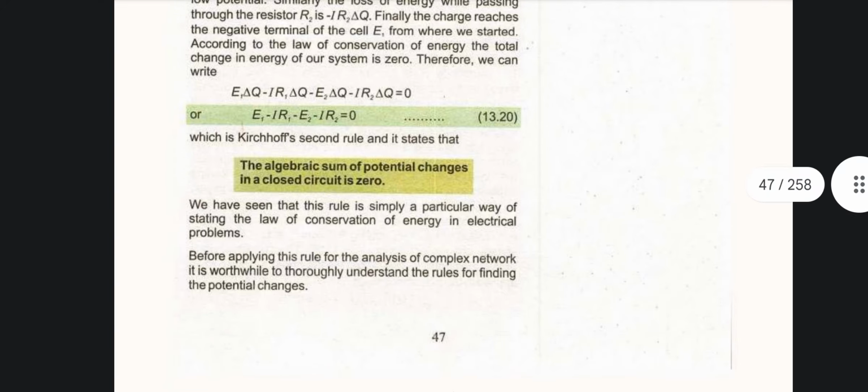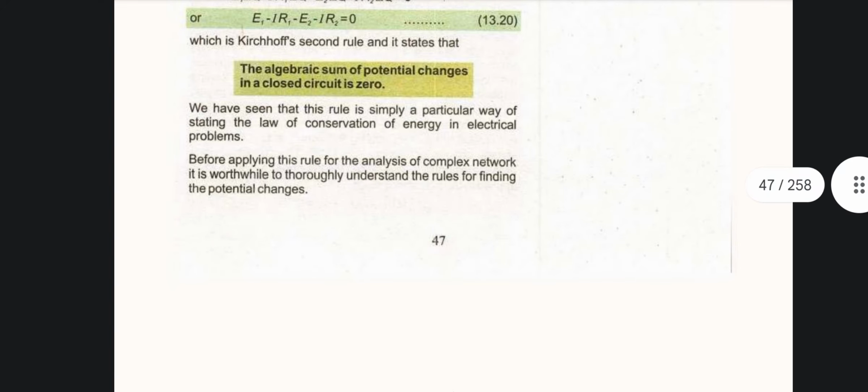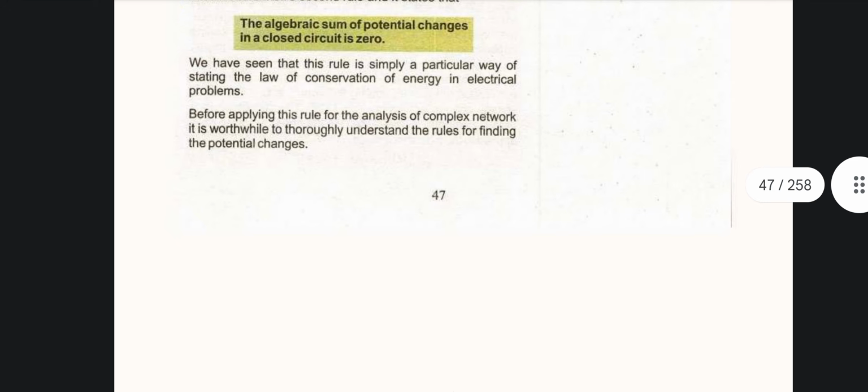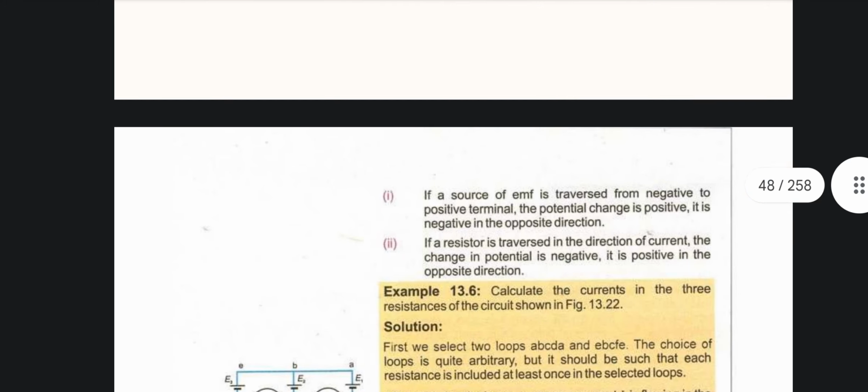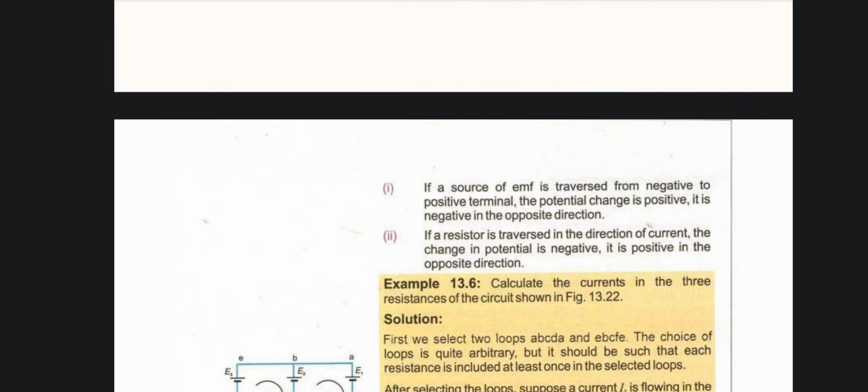We have seen that this rule is simply a particular way of stating the law of conservation of energy in electrical problems. Before applying this rule for analysis of a complex network, it is worthwhile to thoroughly understand the rules for finding the potential changes. If a source of EMF is traversed from negative to positive terminal, the potential change is positive. It is negative in the opposite direction. If a resistor is traversed in the direction of the current, the change in the potential is negative. It is positive in the opposite direction.